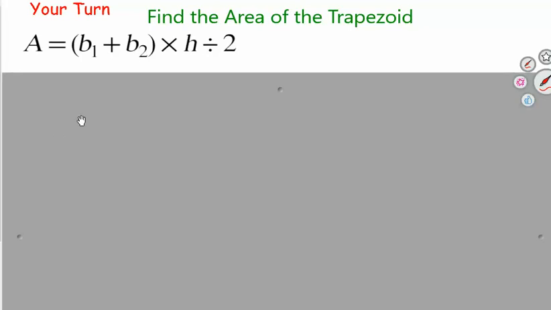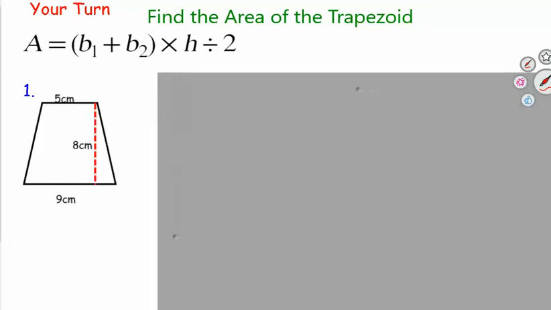Now, you're just plugging in the problems here. So I'm going to do one with you, okay? This is on your paper, so I'm going to do this one with you. So the base 1 plus base 2. Remember, my bases are my parallel lines. So these are my parallel lines. So area equals 9 plus 5 in parentheses, times the height given here, times my height, divide by 2, okay?